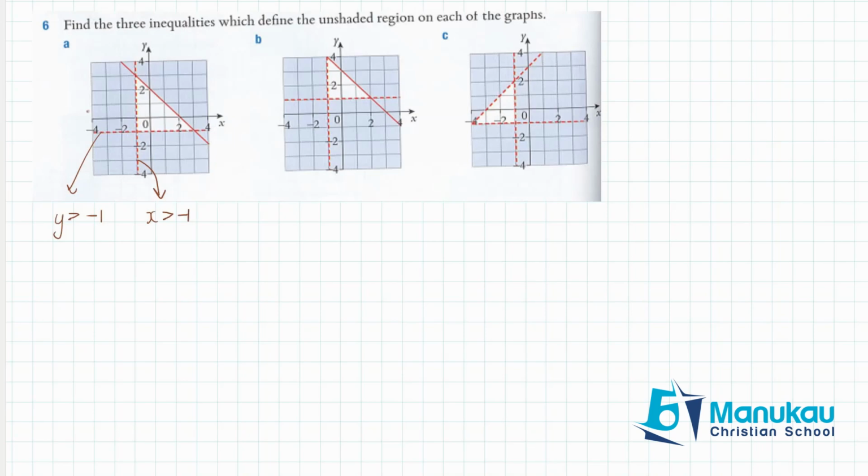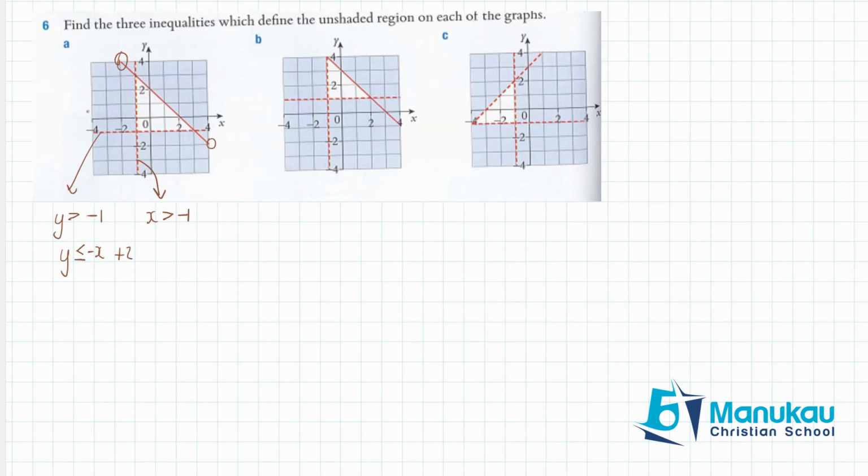Now I'm going to have a look at this line here. It goes from here to here. This is a y equals mx plus c one. I've got a +2, and my gradient is across one, down one. So it's a negative x. Now I've just got to decide on the sign. I want underneath that, so y is less than or equal to. And I have the equal to sign because it's a solid line again.